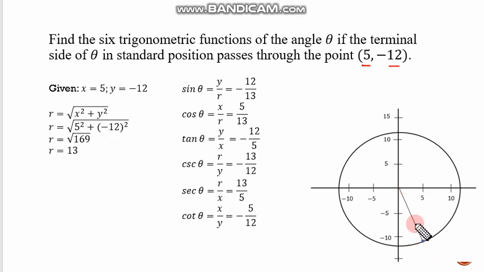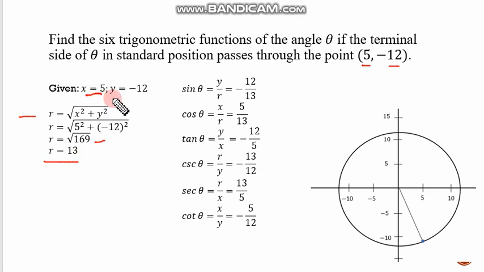You can see that the radius here is not 1, so we cannot assume that this is a unit circle with radius 1. So let's find the radius. Radius is equal to the square root of x squared plus y squared. The x is 5, so 5 squared plus negative 12 squared. 5 squared is 25 plus 12 squared is 144. That's 169. So the square root of 169 is 13. So our r is equal to 13.